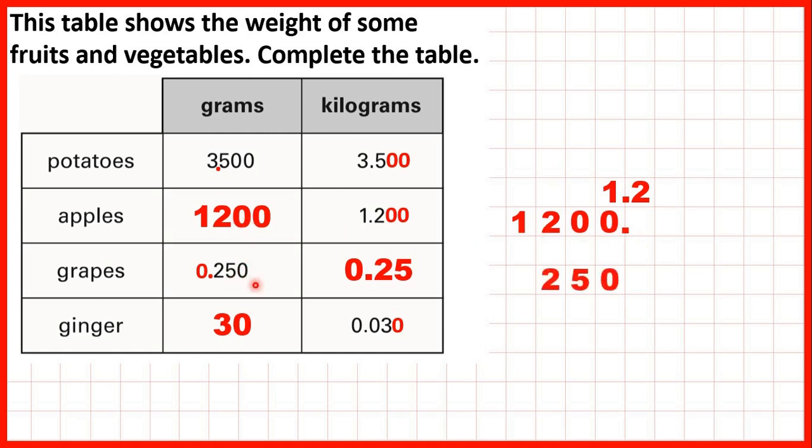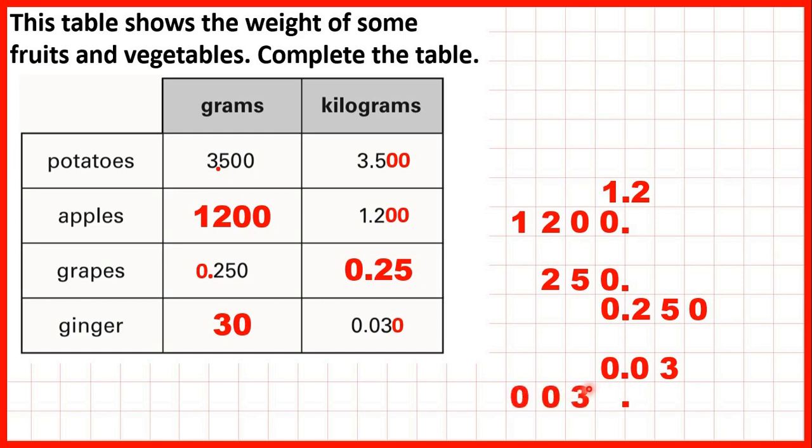Then we had 250 grams, and to change that to kilograms, we divide by 1,000. Because we have a whole number, we can write the decimal point at the end, copy it down, and then move the digits 3 squares to the right. We have an empty square for our ones, so we can write a 0 in that, and we get 0.250.